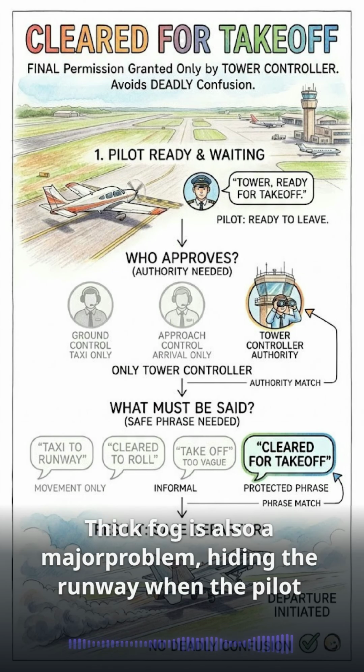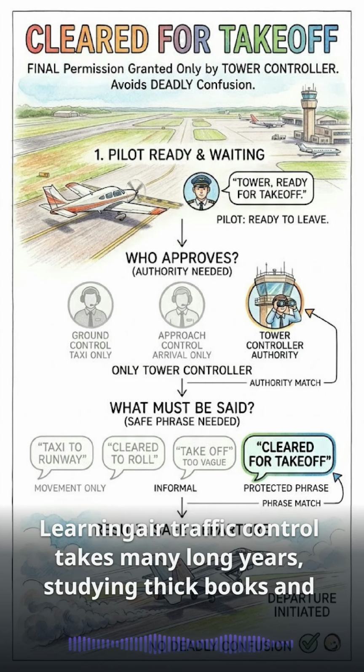Thick fog is also a major problem, hiding the runway when the pilot tries to land. We use our strong radio landing beams, guiding the airplane safely through the thick white fog. Learning air traffic control takes many long years, studying thick books and practicing on computer simulators. You must pass very hard tests, proving you can handle the intense stress of the job.